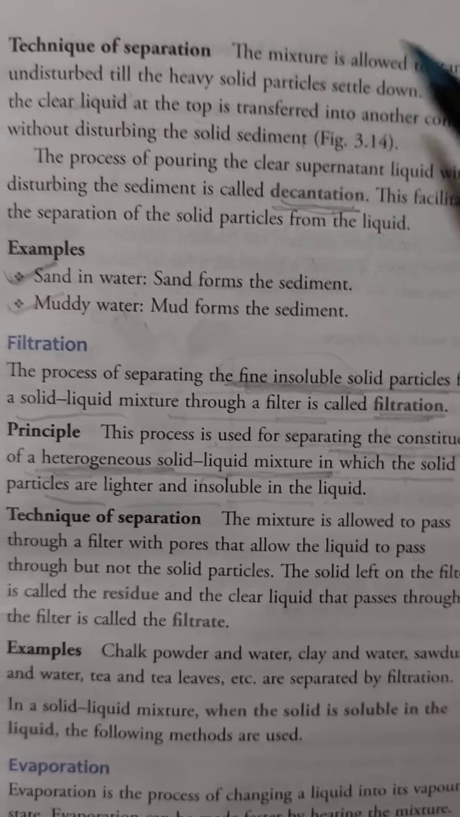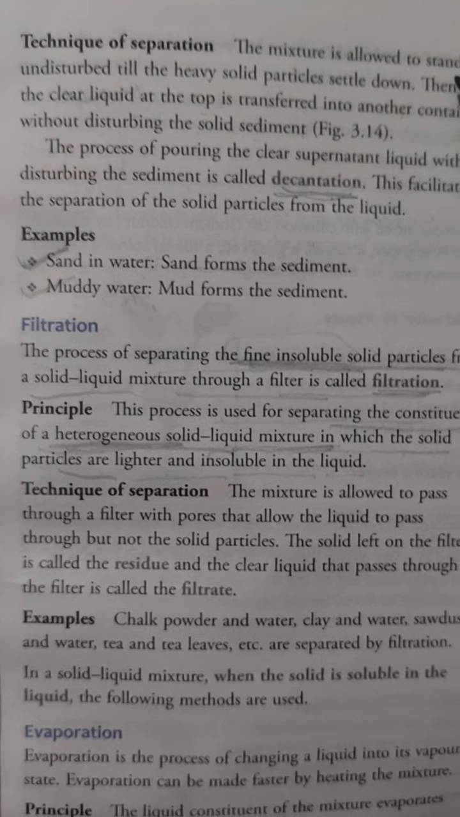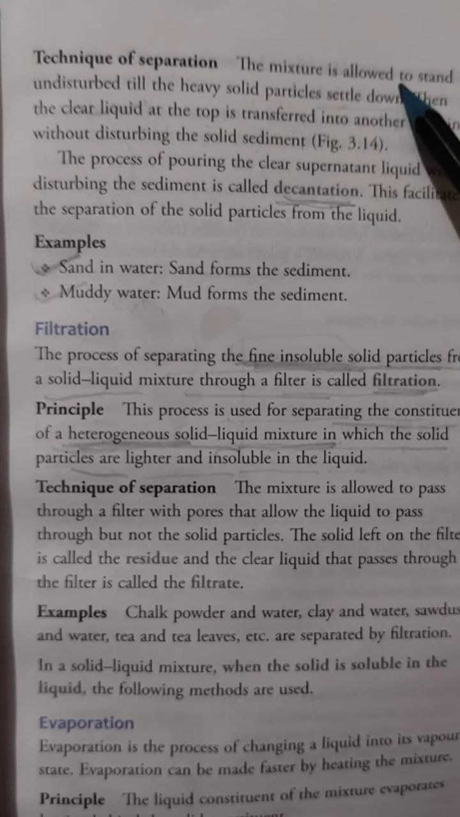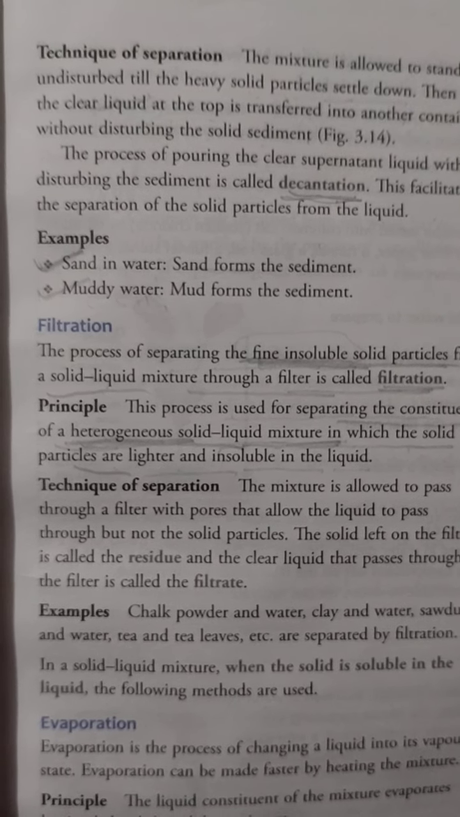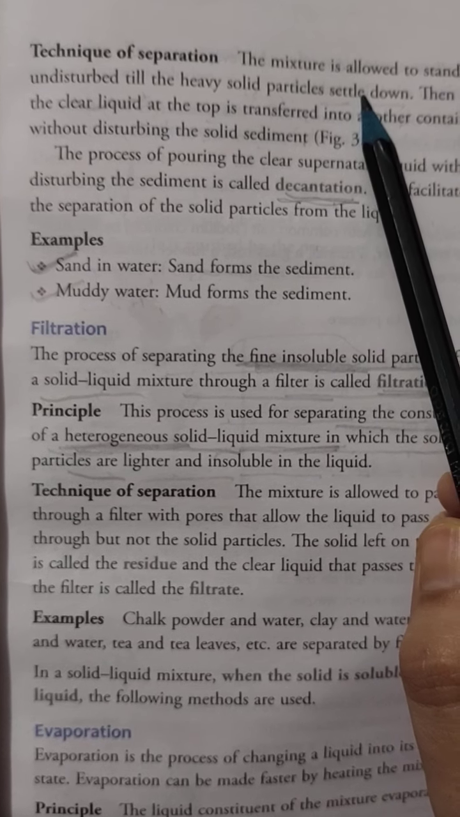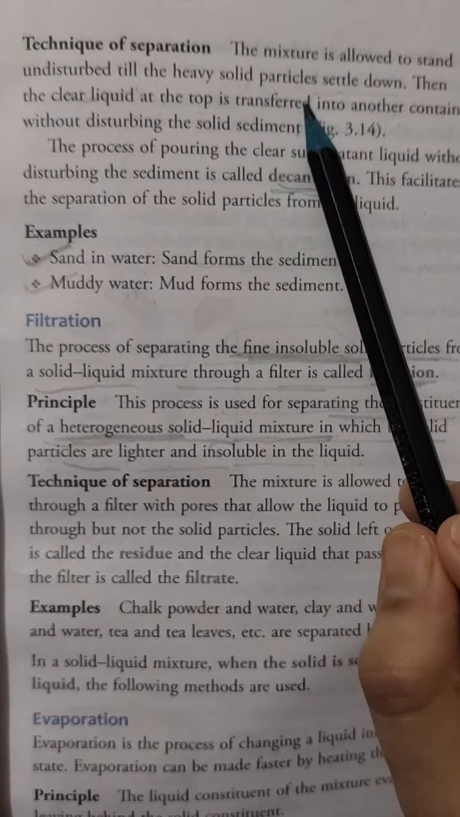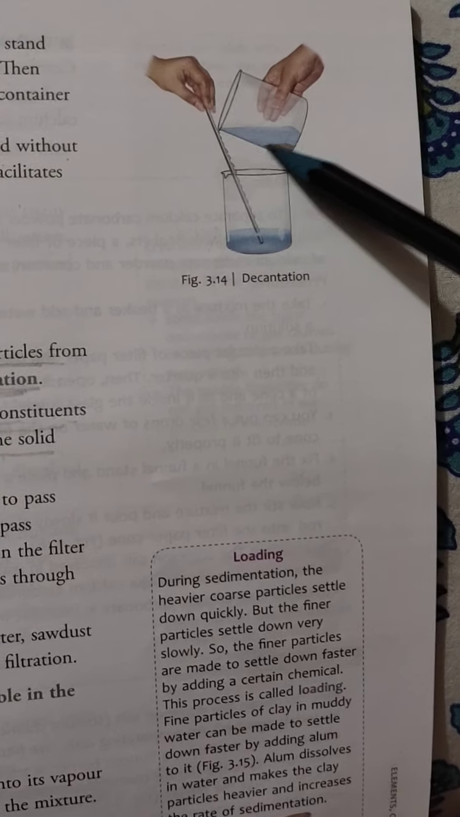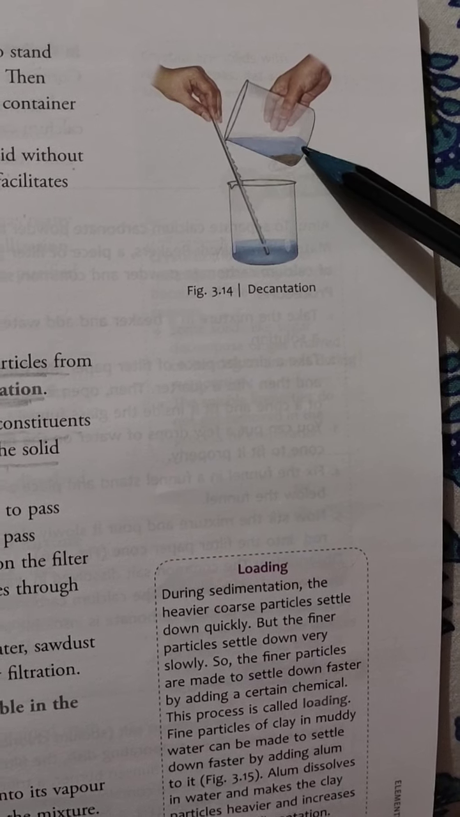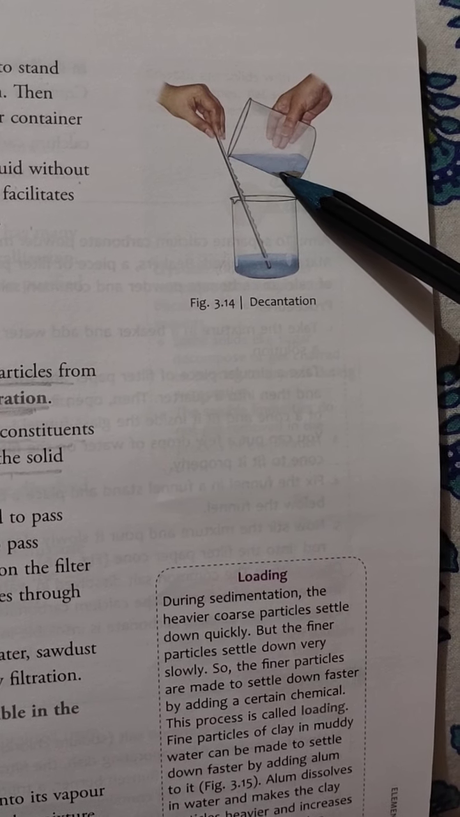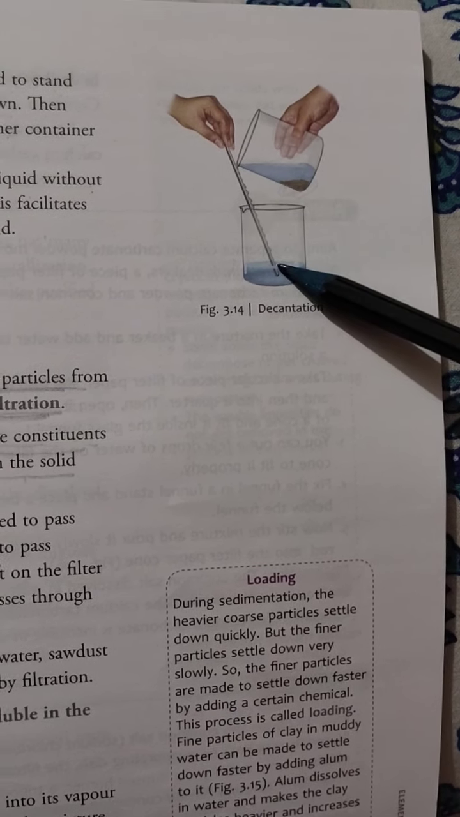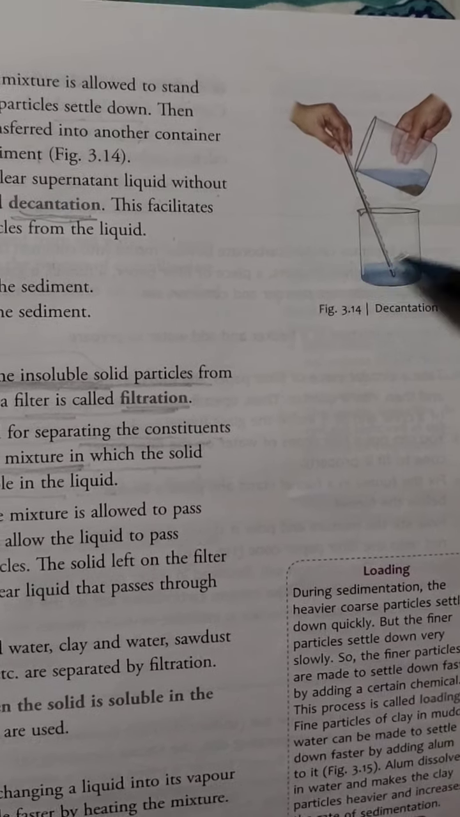नाउ व्हाट इज द टेक्निक ऑफ सेपरेशन? द मिक्सचर इज अलाउड टू स्टैंड अनडिस्टर्ब्ड टिल द हैवी सॉलिड पार्टिकल्स सेटल डाउन. मिक्सचर को एज इट इज स्टैंड अनडिस्टर्ब छोड़ देते हैं ताकि सॉलिड पार्टिकल्स सेटल डाउन हो जाएं. Then the clear liquid at the top is transferred into another container without disturbing the solid sediment. You see in this diagram, when this mud or this solid particle is collected in the bottom of the container, तो क्या होता है, इसको डिस्टर्ब किए बिना जो क्लियर लिक्विड पार्ट है उसको हम दूसरे बीकर में ट्रांसफ़र करते हैं. एंड दिस प्रोसेस इज नोन एज डिकैंटेशन.